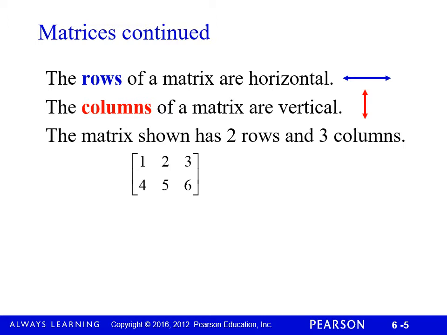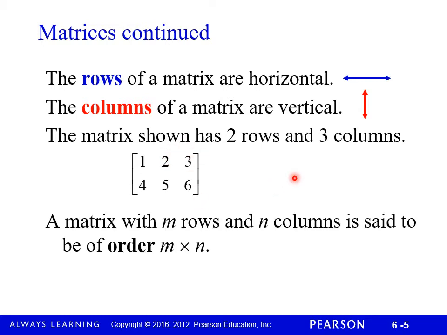The matrix shown has 2 rows, right? We go across, 1, 2, 2 rows, and 3 columns. Columns are up and down, 1, 2, 3, okay? A matrix with m rows and n columns is said to be of the order m by n.